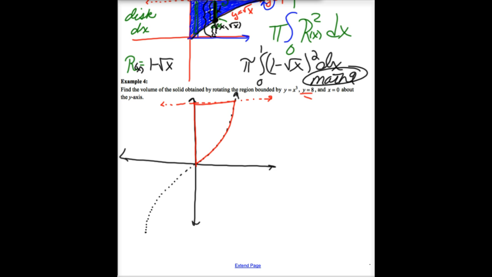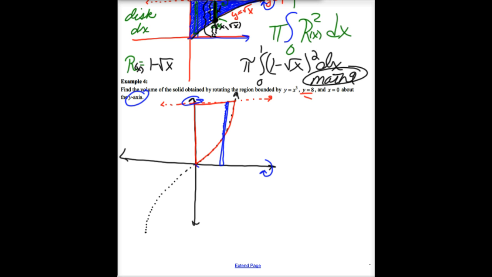What am I revolving around? The y-axis. I'm going this way. Now, had I been going this way, when I draw my rectangle, I'm going to erase it in just a second, but when I draw my rectangle, it's actually only solid from here to here, and then it's kind of open. So what that means is I have a hole that would be drilled out of my solid, and I would have what we call a washer.